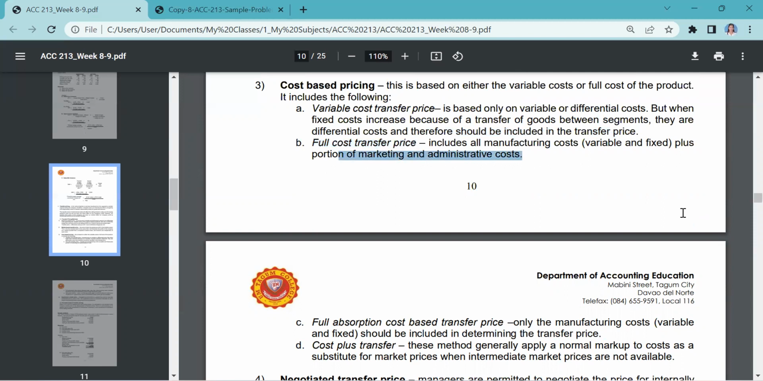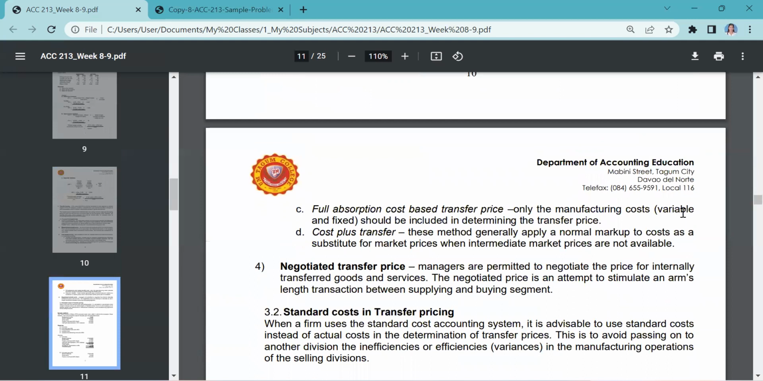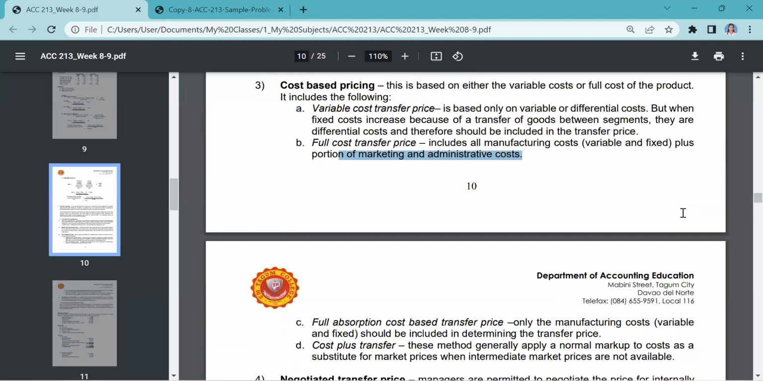This portion is the marketing and admin cost. However, under full absorption cost, you'll only consider manufacturing cost. Meaning that will be direct materials, direct labor, your factory overhead, which could be fixed or variable.